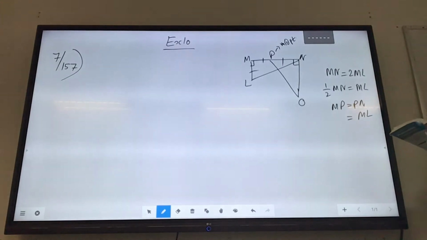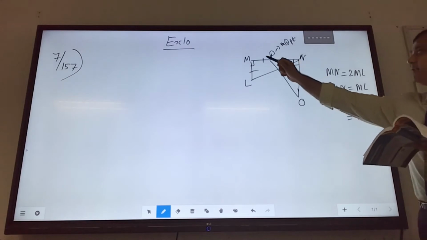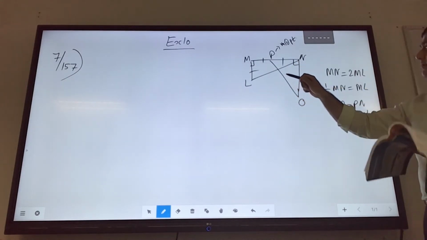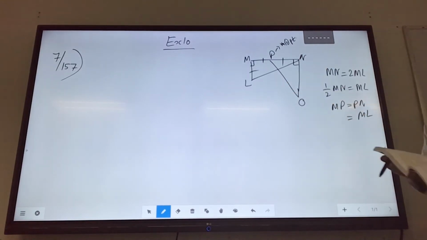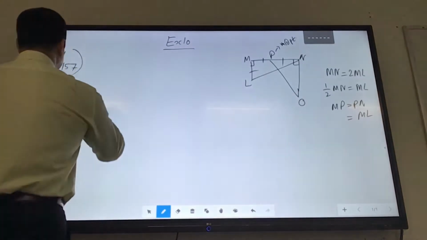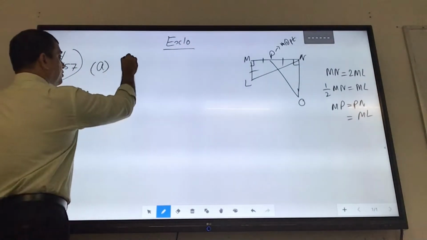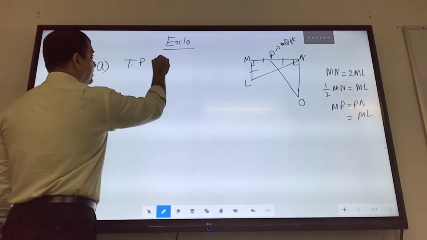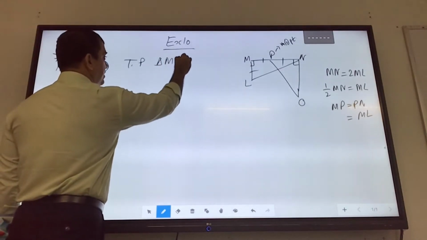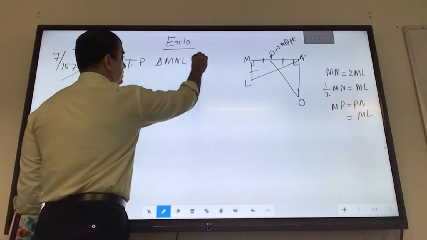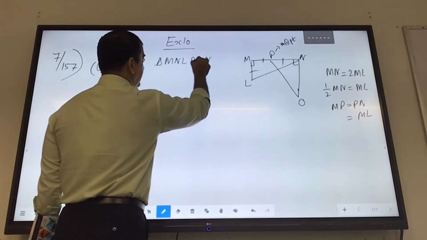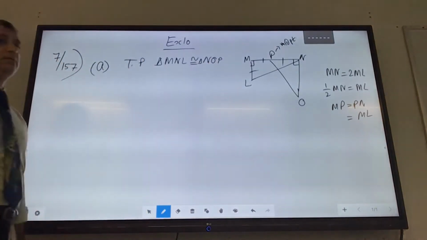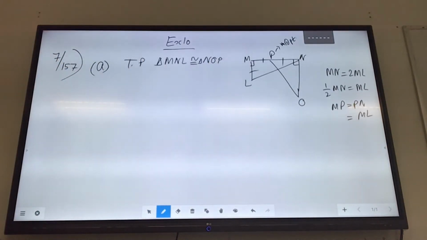Now we need to prove that triangle MNL and triangle NOP are congruent. So this is your A part. Right here in A part, we have to prove that triangle MNL, the horizontal triangle, is congruent to the vertical triangle NOP. So this is the objective, that's the target.